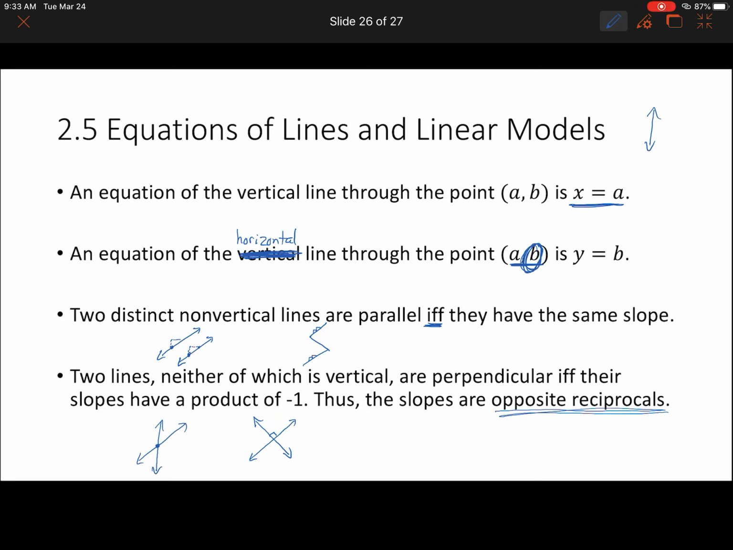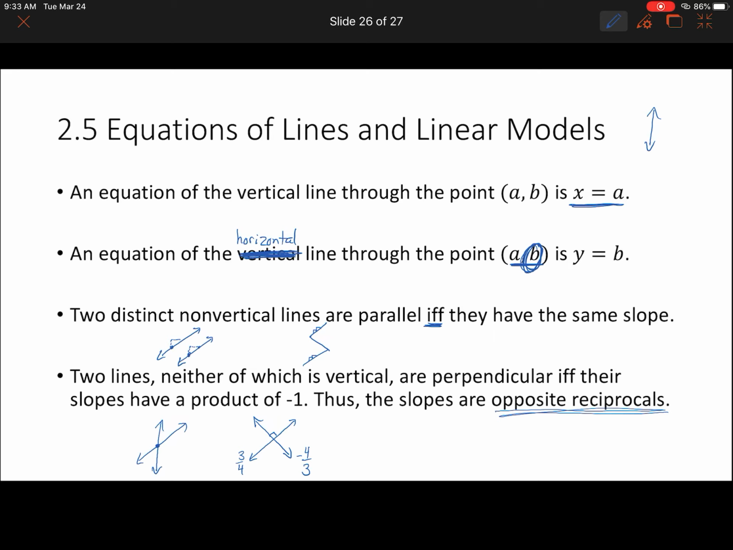Well, we have slopes that we call opposite reciprocals if two lines are perpendicular. What that means is when you multiply them together, you should get -1 as the product. So, for example, if this first line has a slope of, let's say, 3/4, then if it's perpendicular to this other one, it better have a slope of -4/3.